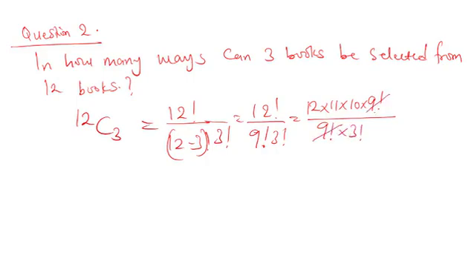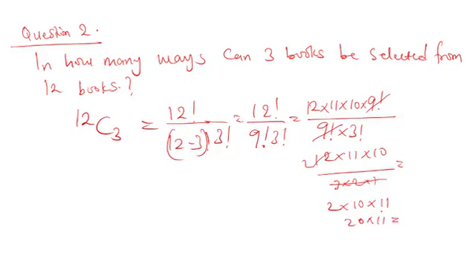So that 9 factorial goes with this. We now have 12 times 11 times 10 over 3 times 2 times 1. So this is 6 and here 2 times. So it's now 2 times 10 times 11. 2 times 10 is 20 times 11, which is equal to 220 ways. So if you want to select 3 books out of 12 books, the total number of ways you can achieve that is 220 ways.